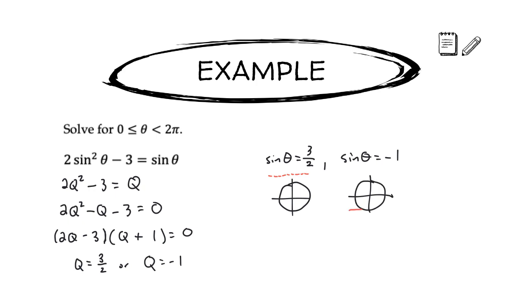So sine theta is equal to -1. I can see right here that this happens at 3π/2. And that is my lone solution on the interval from 0 to 2π.